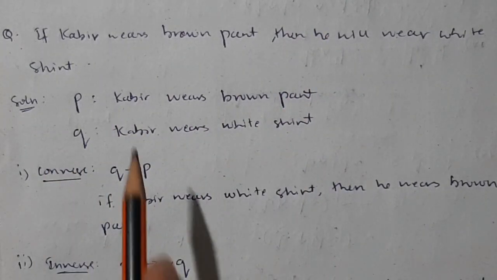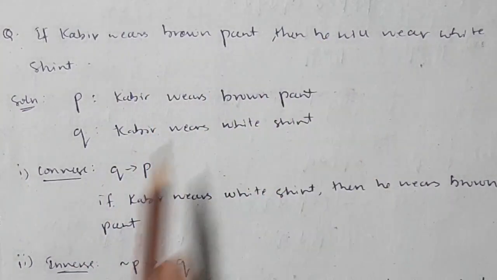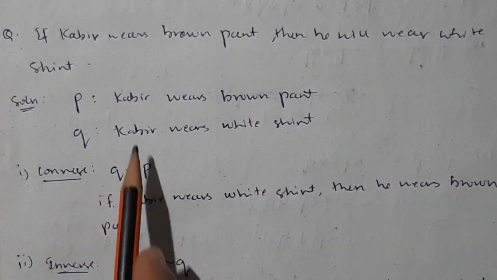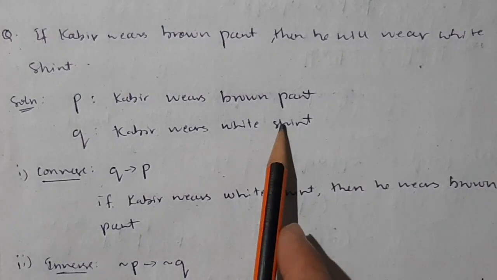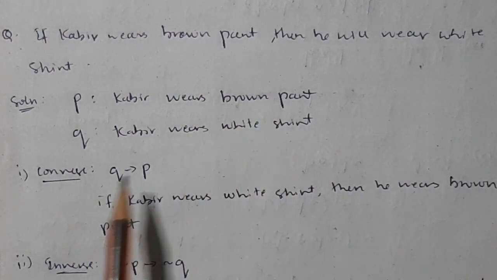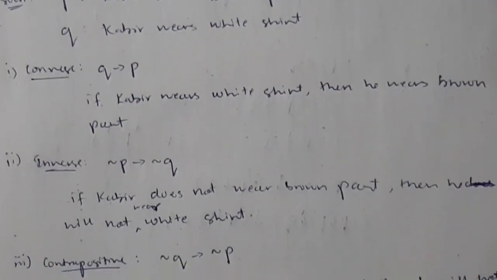What's the converse? See, it's of the form P conditional Q, right? So converse is Q conditional P, so write it in that form. If Kabir wears a white shirt, then he wears a brown pant. That's the converse. Similarly for inverse, you will have not P.